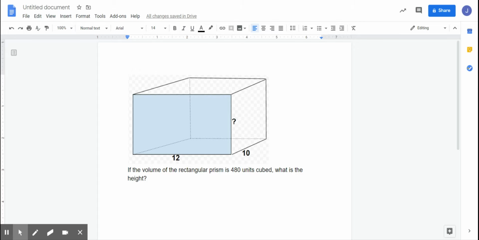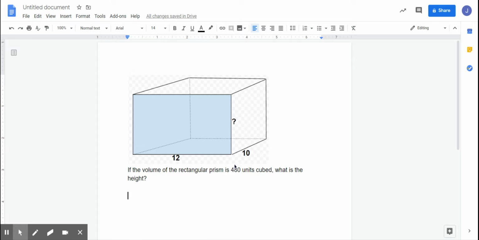We've got a rectangular prism. If the volume of the rectangular prism is 480 units cubed, what is the height? So we're given two dimensions. We know that the length is 10 units, the width is 12 units, and we need to use all of this information to find the height.